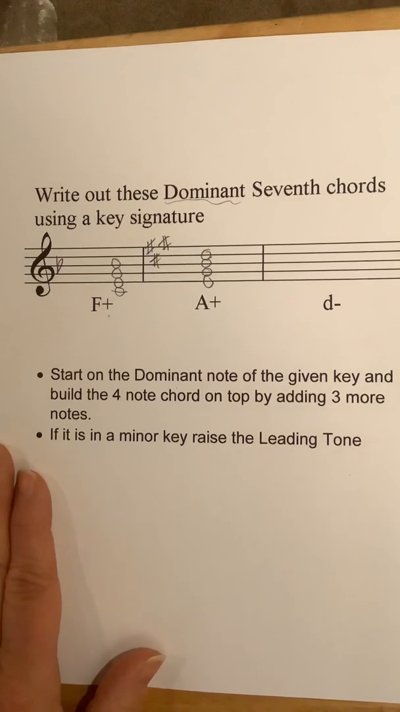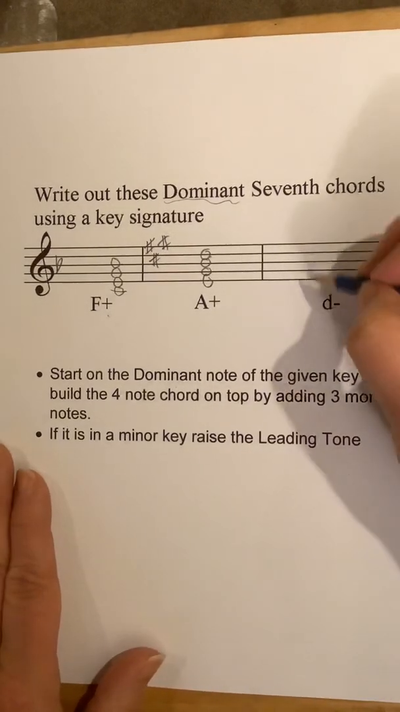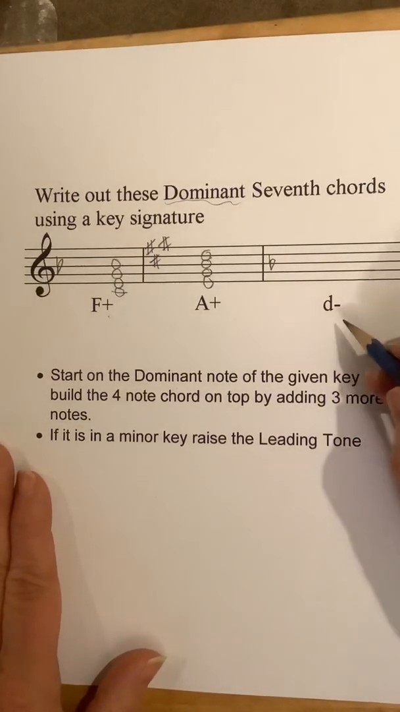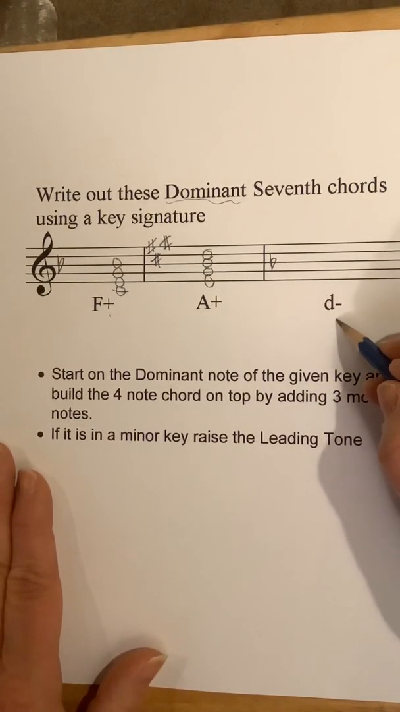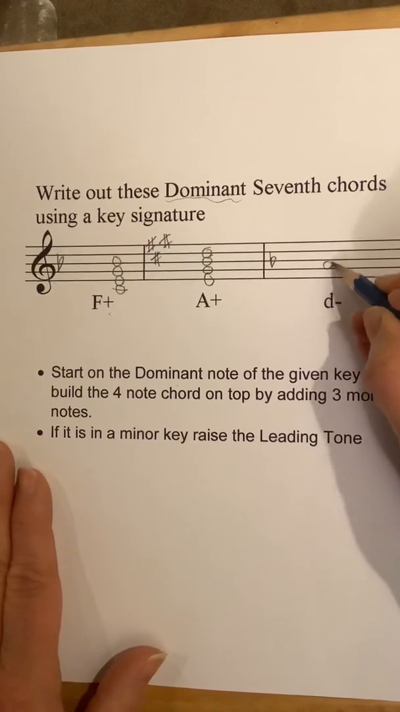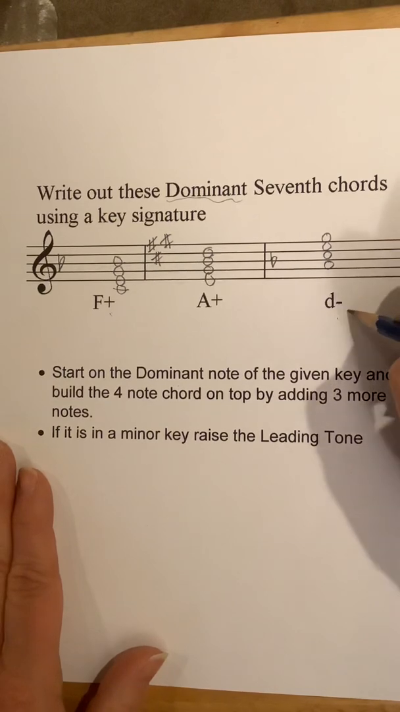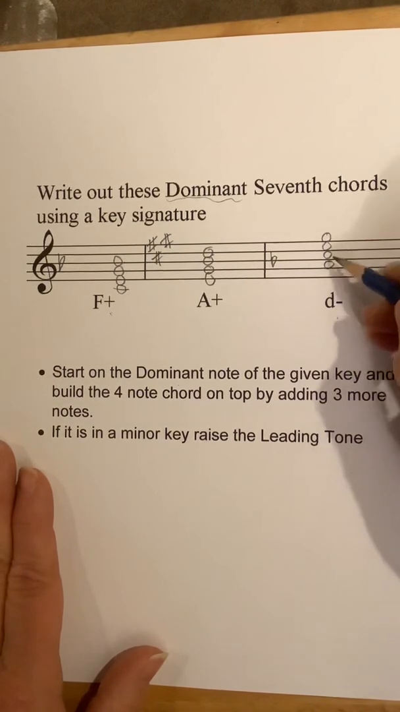D minor. Let's see, what's the key signature of D minor? The relative is F. And then we know that that has 1 flat. There we go. Dominant of D. Hopefully you came up with A. A, C, E, G. But we are not finished yet because we're in a minor key.